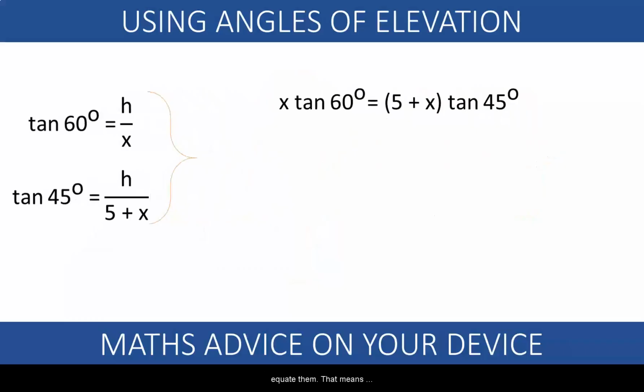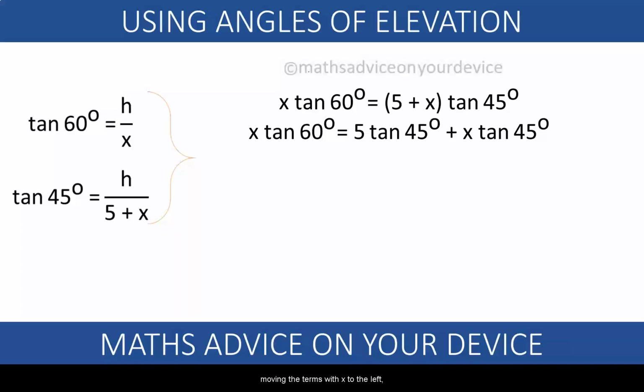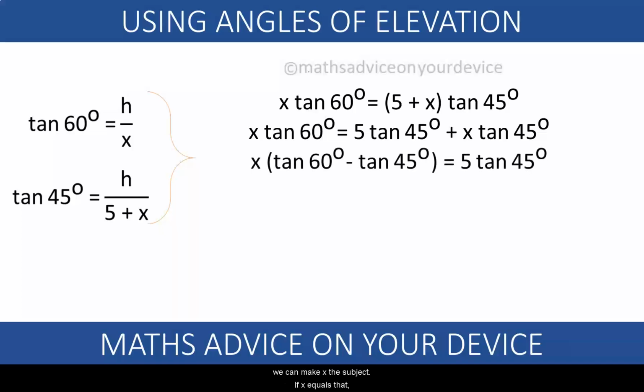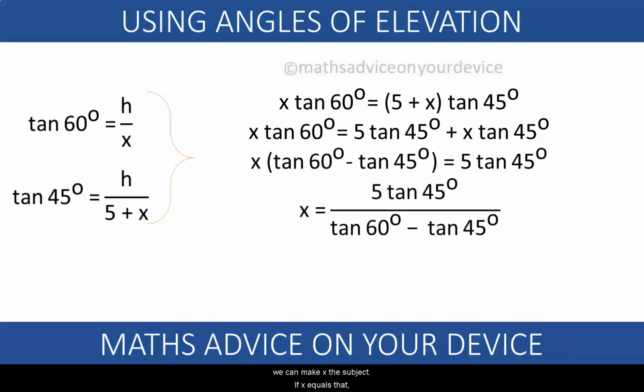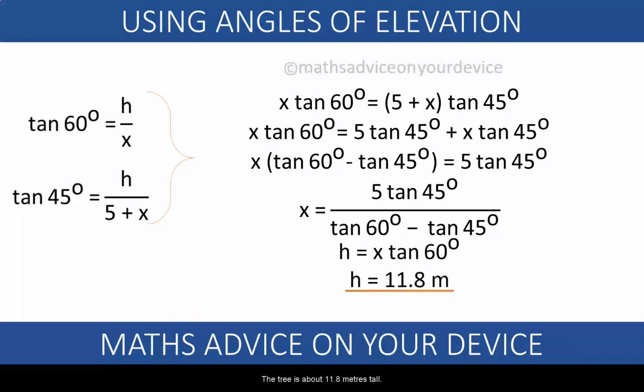That means that x times the tangent of 60 equals (5 plus x) multiplied by the tangent of 45. Expanding brackets and moving the terms with x to the left, we can make x the subject. If x equals that, then the height of the tree equals x times the tangent of 60. The tree is about 11.8 meters tall.